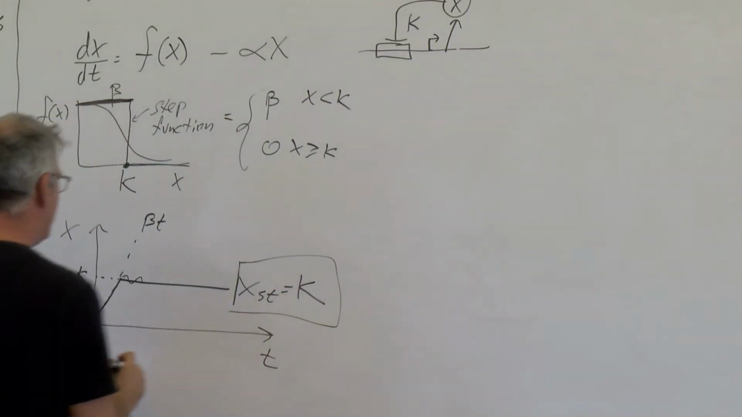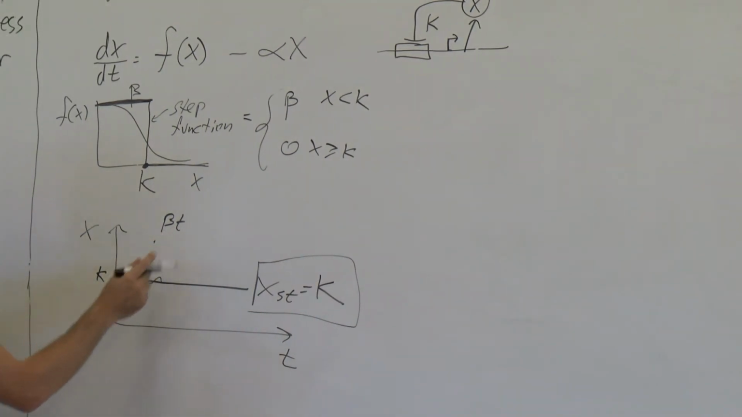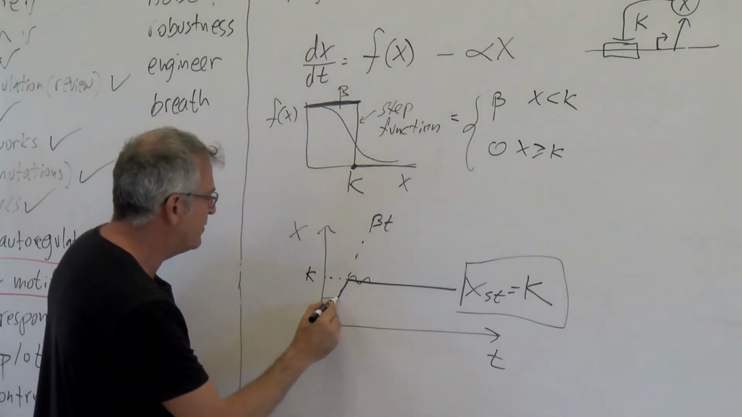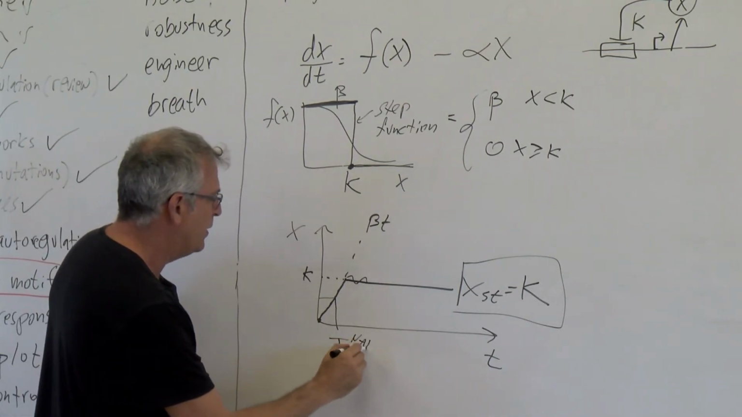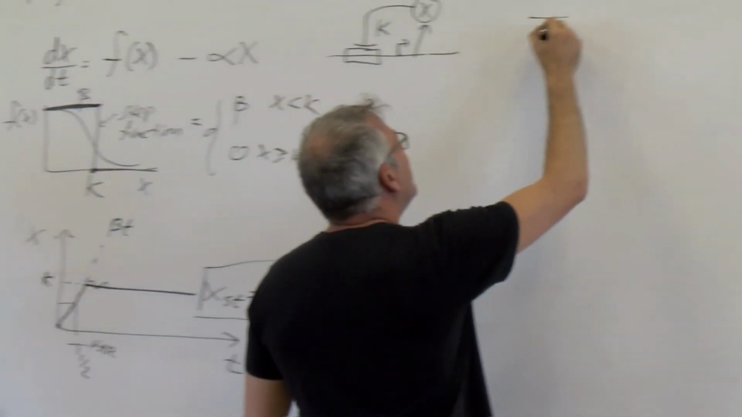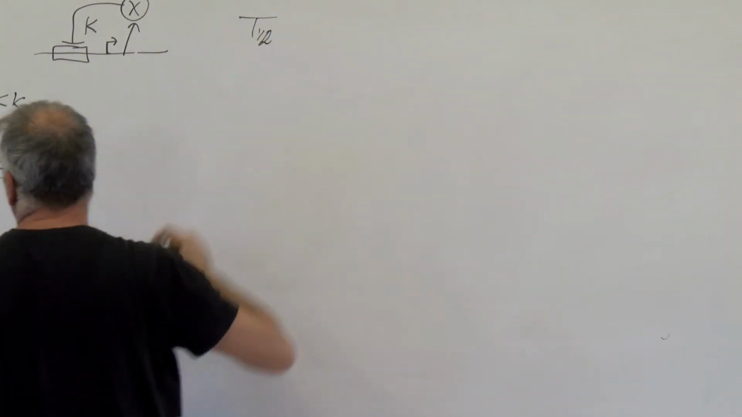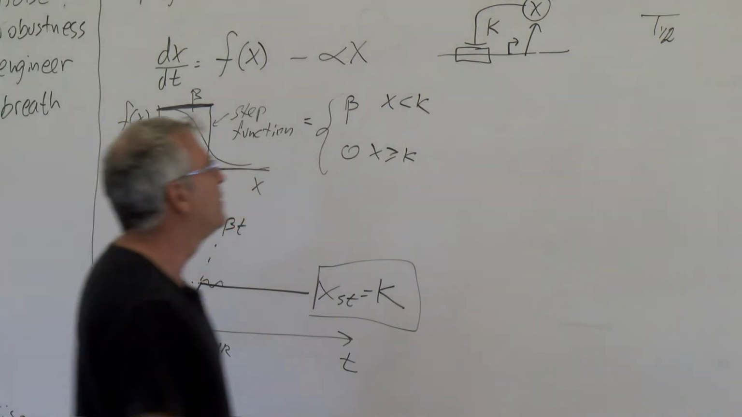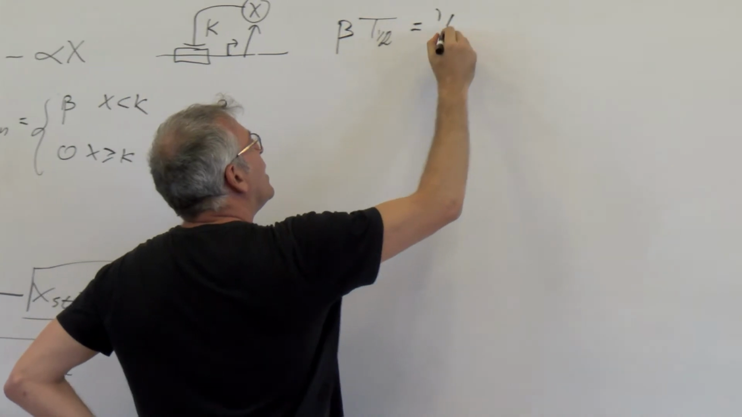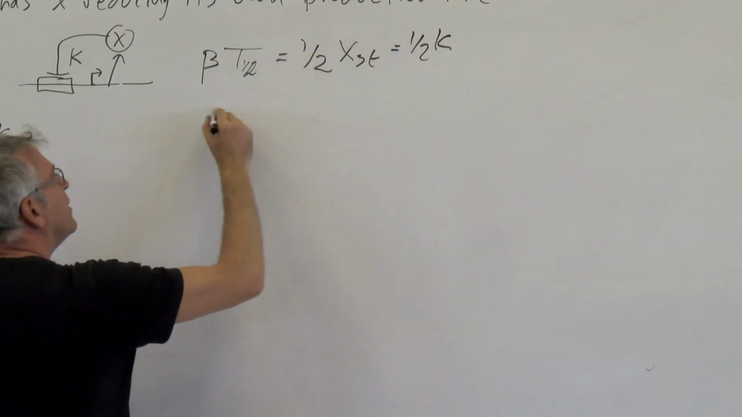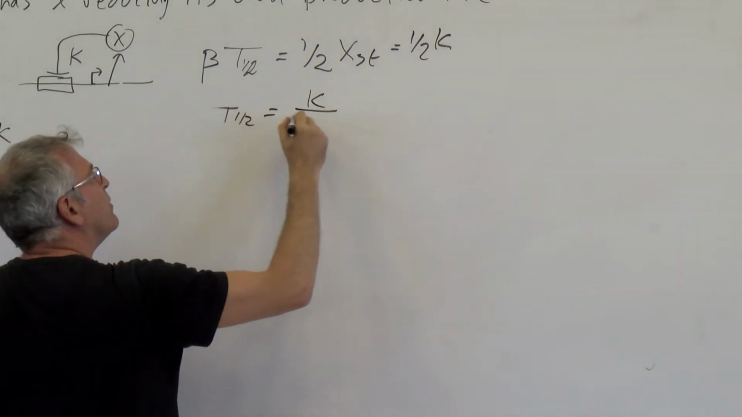What about the response time? So how can I increase the response time here? I can just make beta bigger by making a stronger promoter. So this is T1/2 NAR. And let's just calculate it for the joy of it. How can we calculate T1/2? In this phase, x goes up like beta t. So beta T1/2 is 1/2 x steady state, which is 1/2 k. So how long does it take me to reach half of k? T1/2 is k over 2 beta.